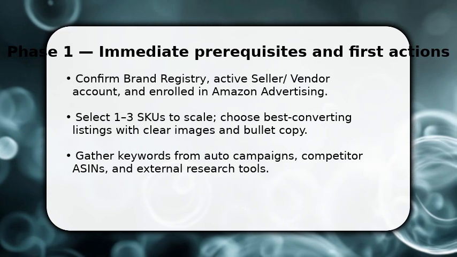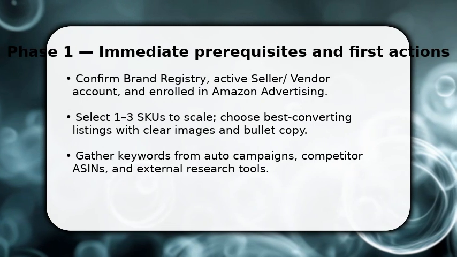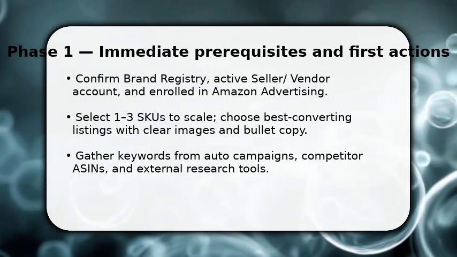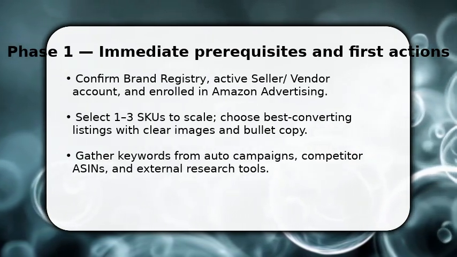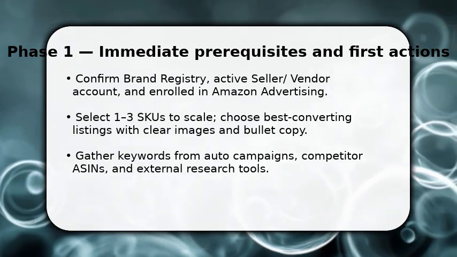Then open Amazon Advertising, create a campaign manager folder, and run an auto campaign for immediate keyword harvesting. Once done, export search term data and compile your initial keyword list. This gives you the initial signals to build targeted manual campaigns and avoid wasting ad spend.